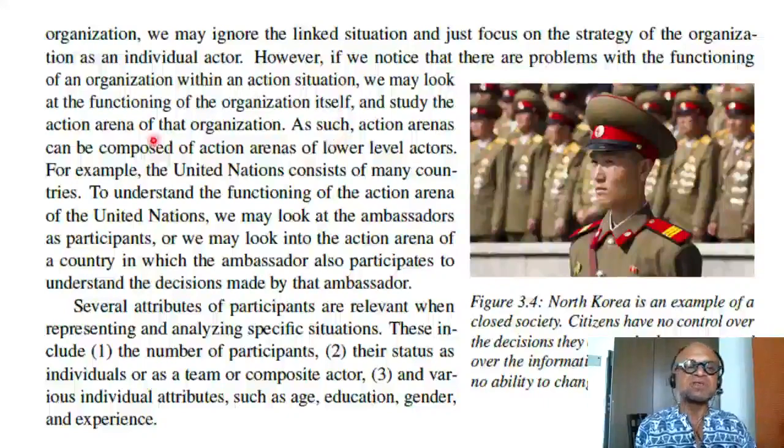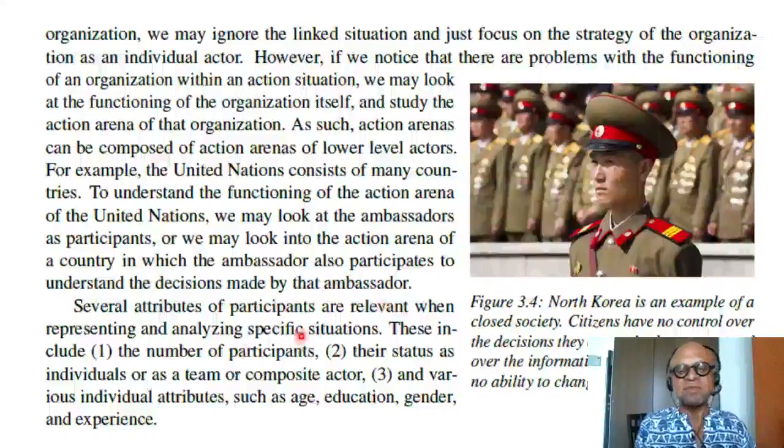As such, action arenas can be composed of action arenas of lower level actors, right? For example, the United Nations consists of many countries. To understand the functioning of the action arena of the United Nations, we may look at the ambassadors as participants, or we may look into the action arenas of a country in which the ambassador also participates to understand the decisions made by that ambassador. So the ambassador is there advocating a position or voting in a certain way based on what has happened in the lower levels of the organization that is being represented at the UN.